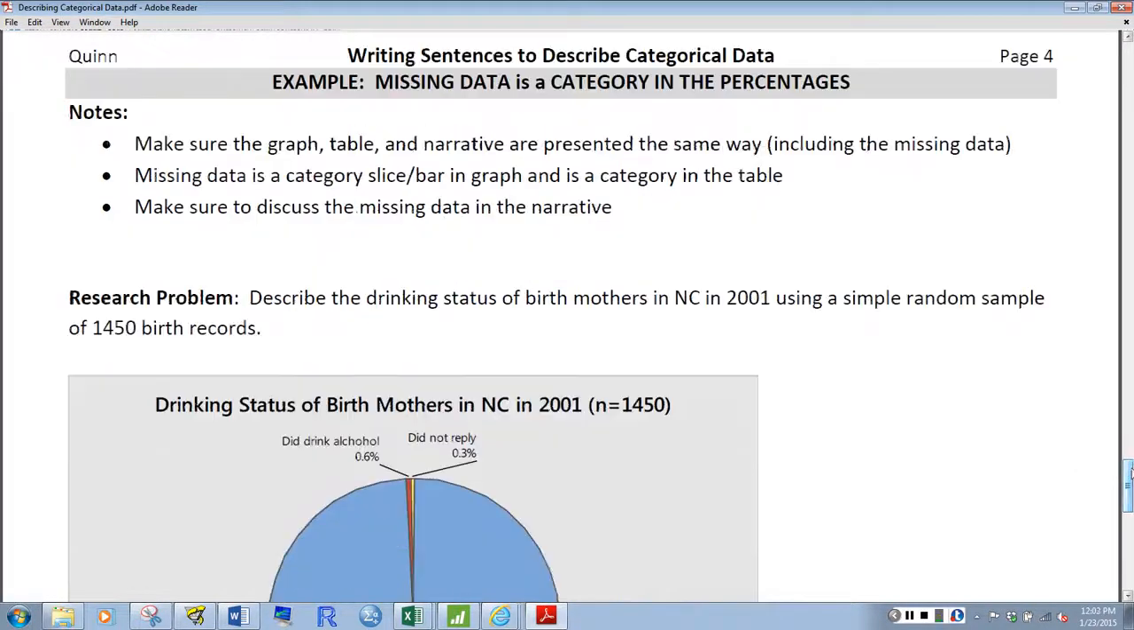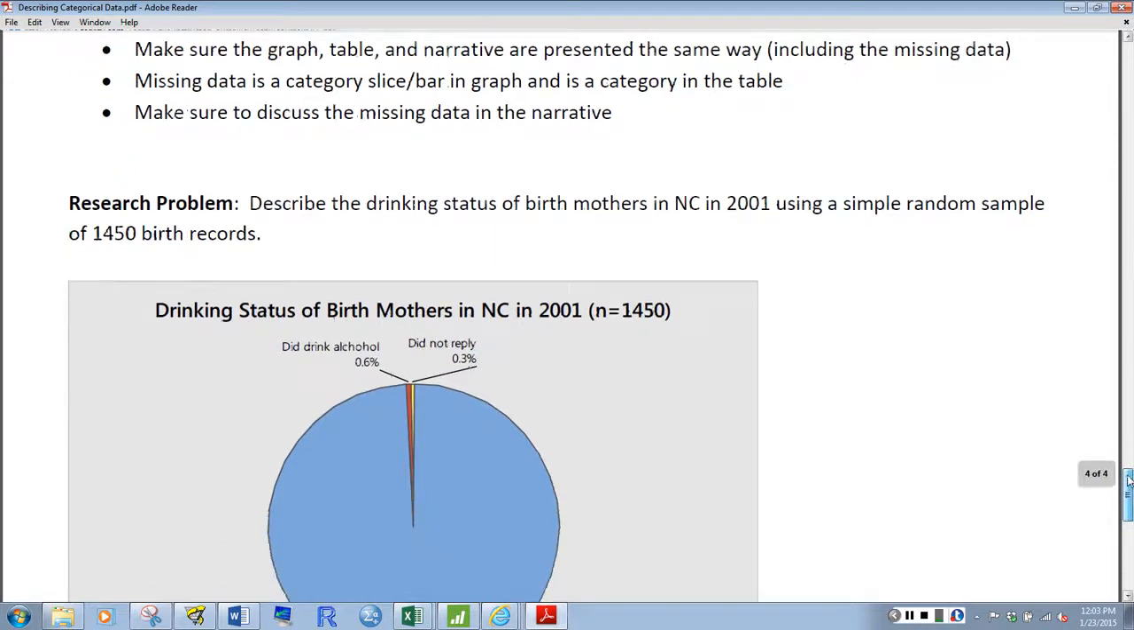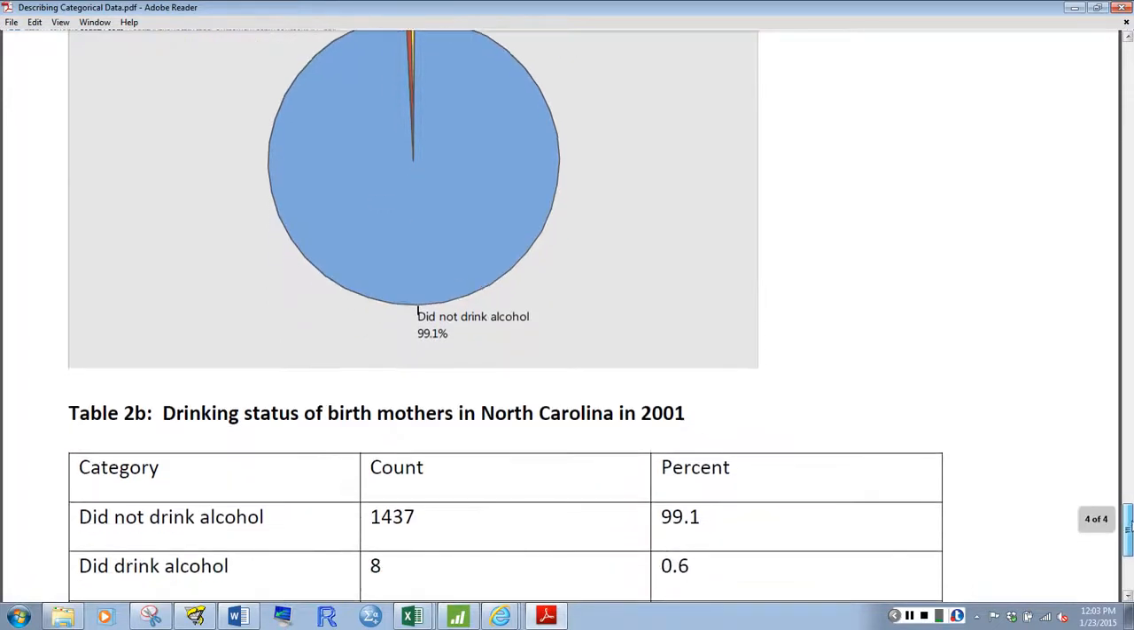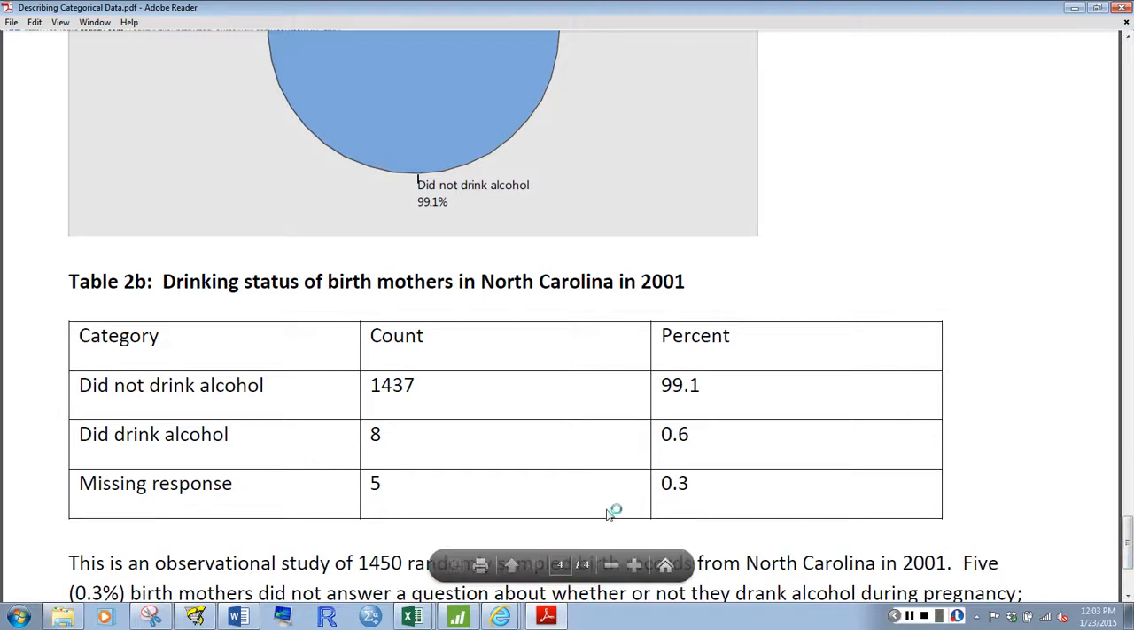So my third example is what happens if we want to include missing data as a category, and therefore in the percentages. Once again, here's a graph, and notice now I have 3 categories. I have the ones that didn't reply here. I don't have a footnote because they're included in the graph. If we look at the table, they're included as a category in the table. And so now this table sums to 1,450, and these percentages sum to 1,450. But notice they've changed, granted slightly, because 5 out of 1,450 isn't that big a deal, but it's important to be clear here. And so once again, this table matches this graph.